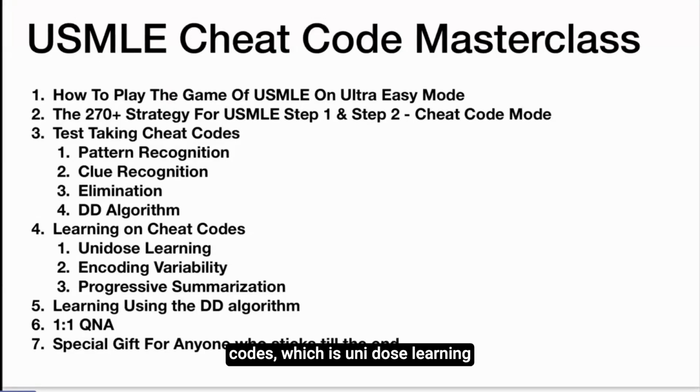Learning on cheat codes, which is unidose learning, how to learn and never forget. Encoding variability, it's a replacement for revisions. Revisions are boring. You have to keep going across the same concept from the same resource multiple times, and that creates boredom, burnout, and frustration. We want to switch that for something more fun, and that's called encoding variability. It's a new discovery in learning science on how to accelerate learning so that you don't forget and you retain information for a long time.